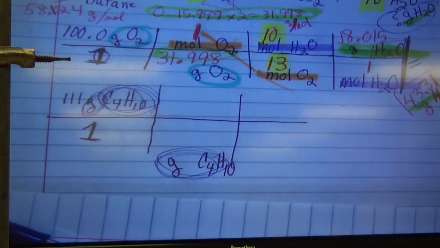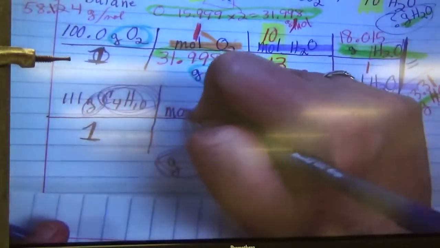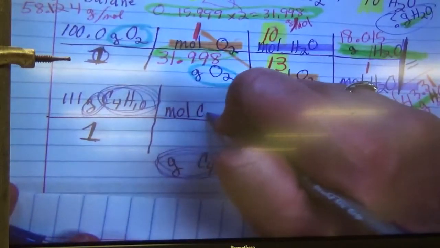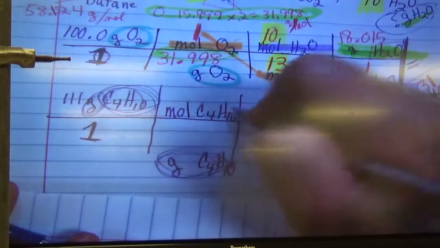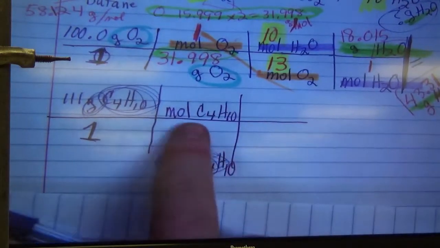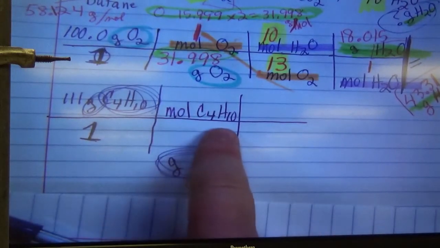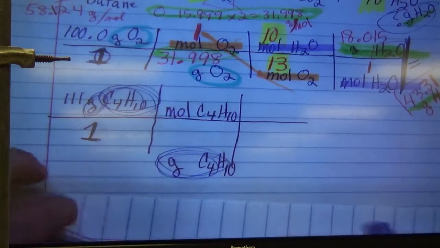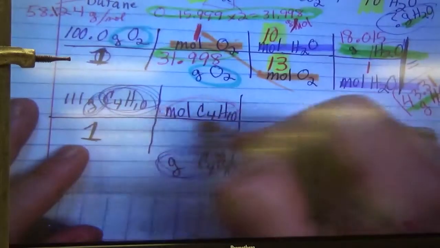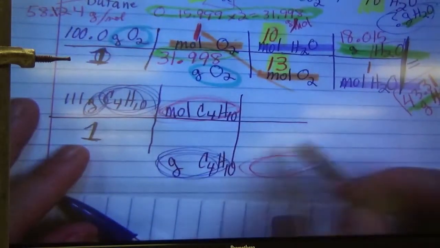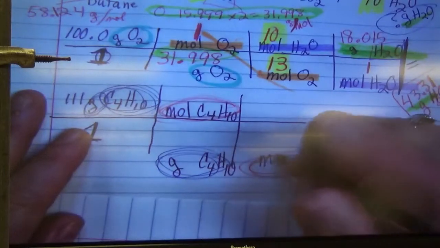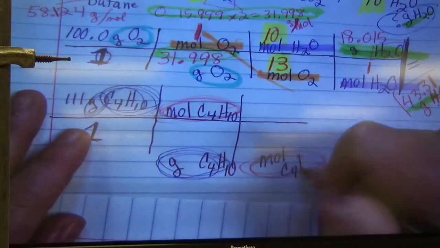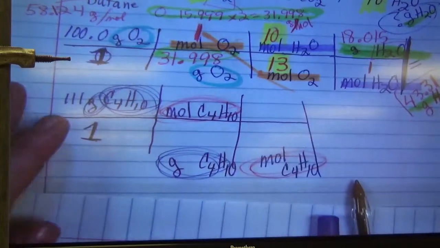All right, what is the unit for the top? Moles of C4H10, I hear you, good. Moles of C4H10. Do we want moles of C4H10 as our answer? No. So we copy moles of C4H10, we copy it to the bottom. Moles C4H10, copied to the bottom.